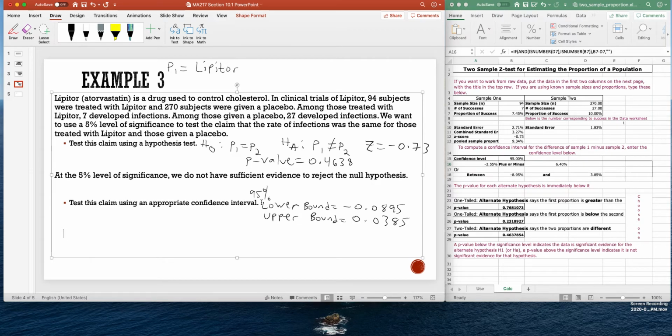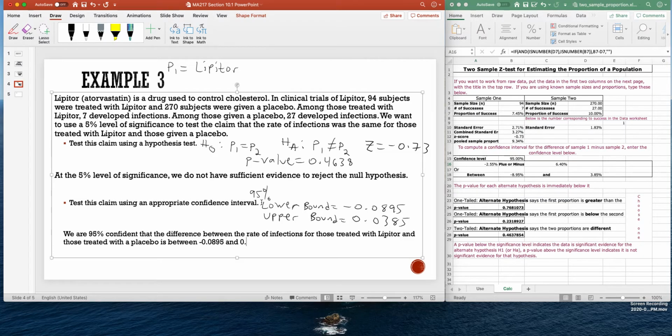So for this confidence interval, we are 95% confident that the difference between the rate of infections for those treated with Lipitor and those treated with a placebo is between negative 0.0895 and 0.0385, from that lower and upper bound that we found from the Excel template.